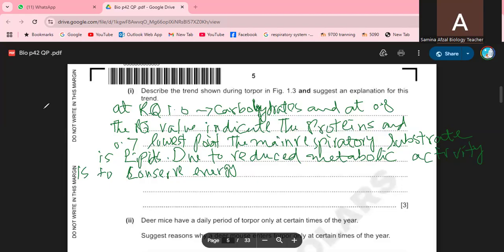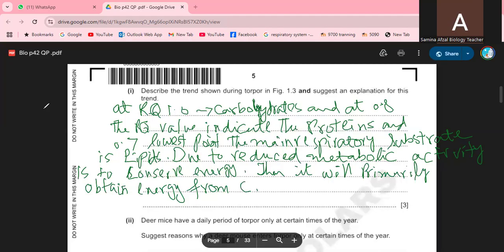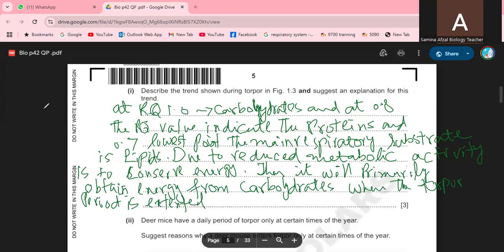First of all, to conserve energy, it will primarily obtain energy from carbohydrates, and when the torpor period is extended, then it will use reserve energy in the form of lipids.